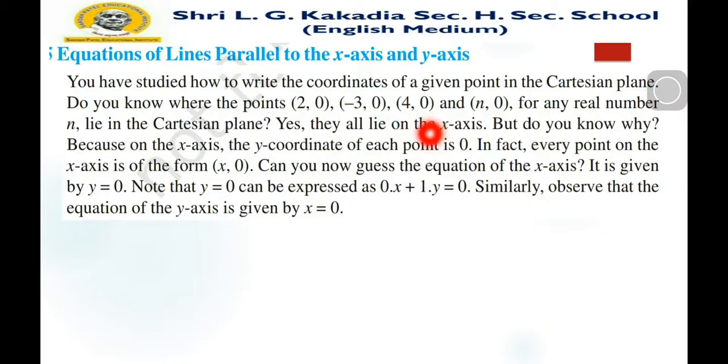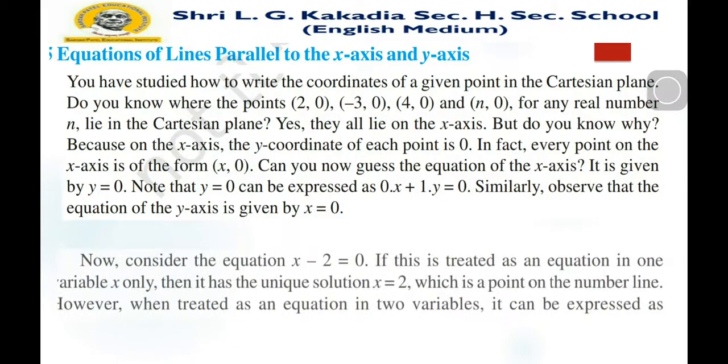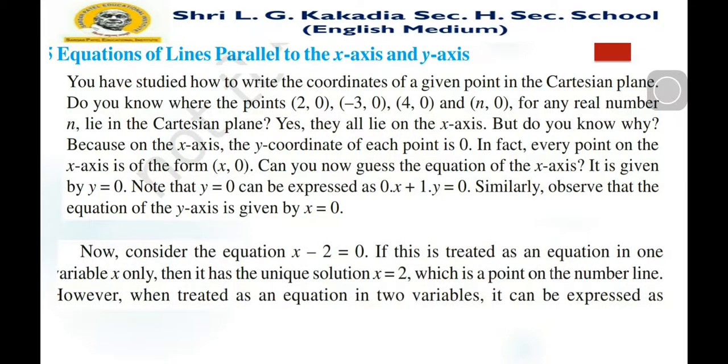Now consider the equation x minus 2 is equal to 0. If this is treated as an equation in one variable x only, then it has the unique solution x is equal to 2. As you know, a linear equation in one variable has a unique solution, which is a point on the number line.